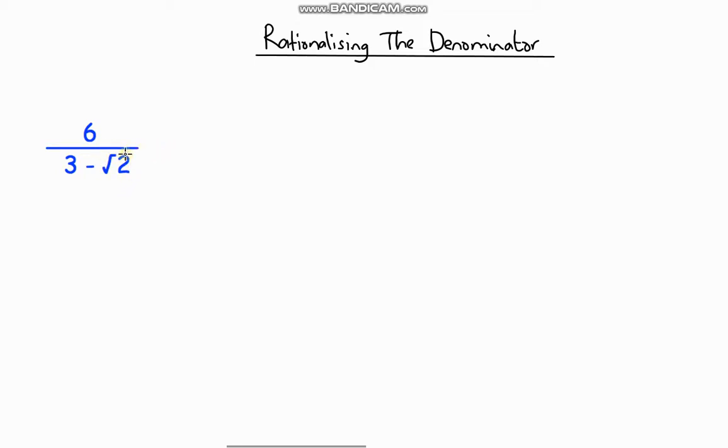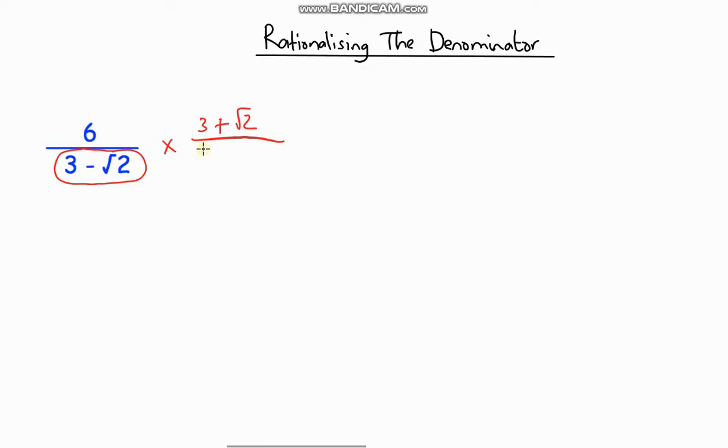Instead of multiplying the top and bottom by root 2, I'm going to multiply the top and bottom by this whole expression, but I'm going to change one thing, and that is this sign here. So I'm going to flip this negative to a positive. So I'll show you what I mean. So I'm going to multiply the numerator by 3 plus root 2. Notice how this expression is the same as this expression, but I've just changed the sign.